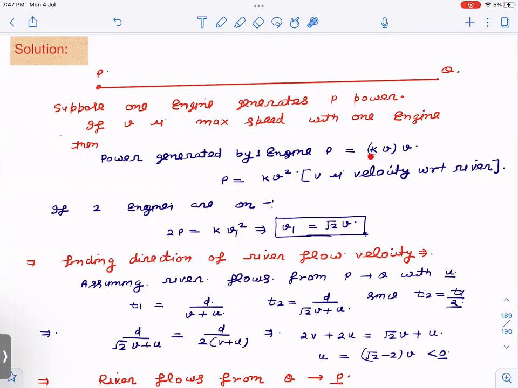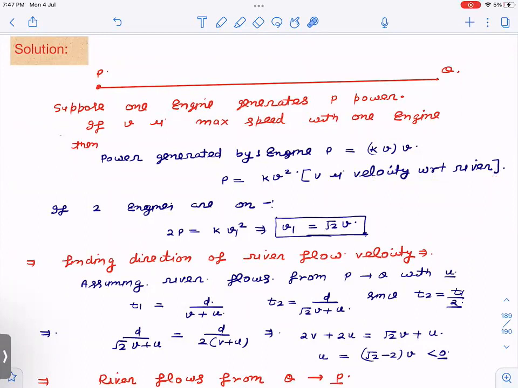So force is equal to kV, right? This is the water resistance force. This force should be overcome. And this force into velocity. So power is equal to kV square, right? I hope you have understood. This is the key point. So this power is kV square. V is the velocity with respect to river. That is given in the question.